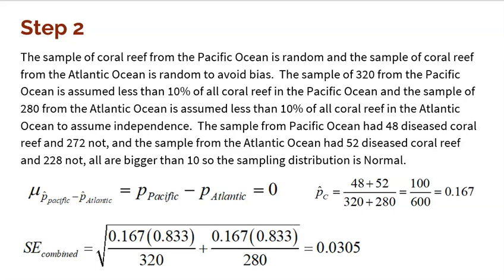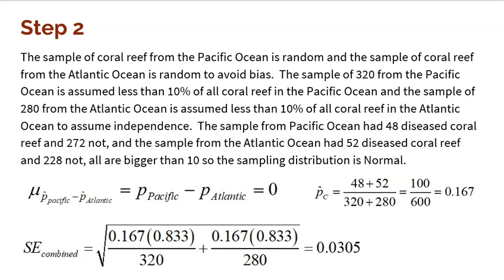The samples of coral reef from the Pacific Ocean and Atlantic Ocean are random to avoid bias. The sample from the Pacific Ocean is under 10% of all coral reef in the Pacific Ocean, and the sample of 280 from the Atlantic Ocean is under 10% of all coral reef in the Atlantic Ocean, to assume independence.